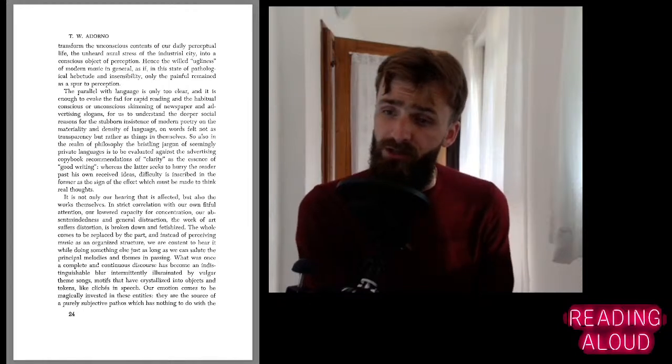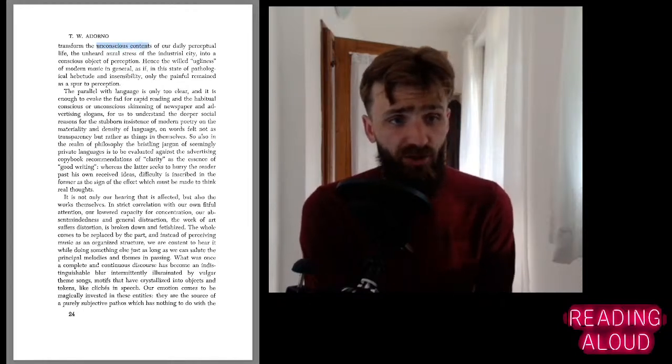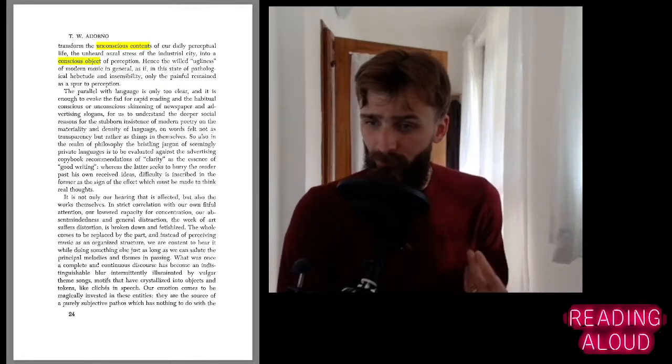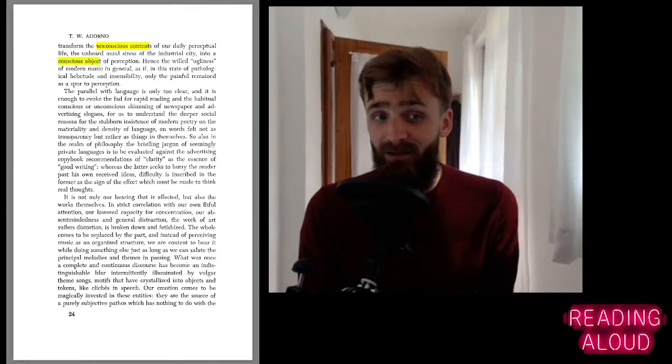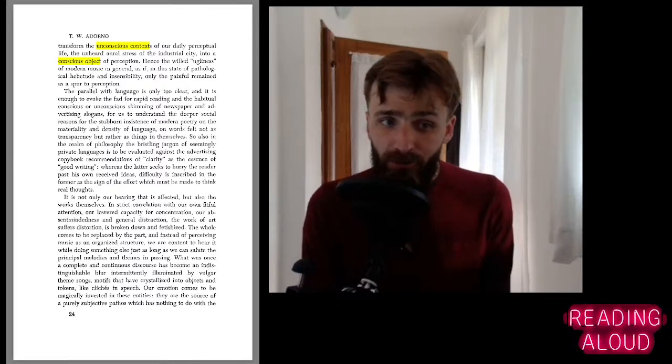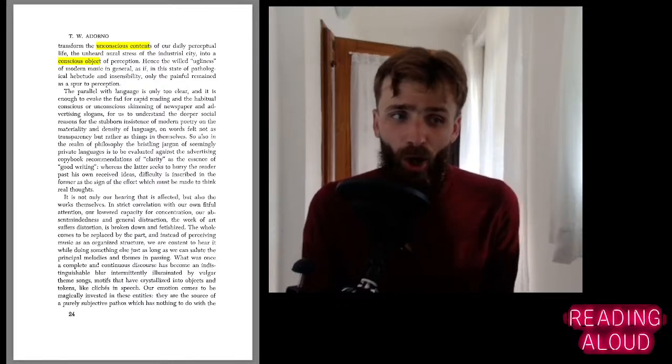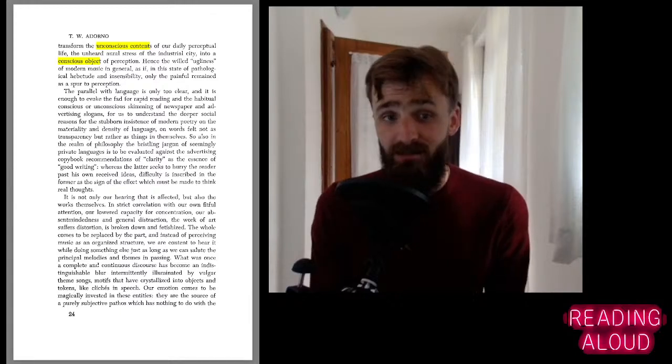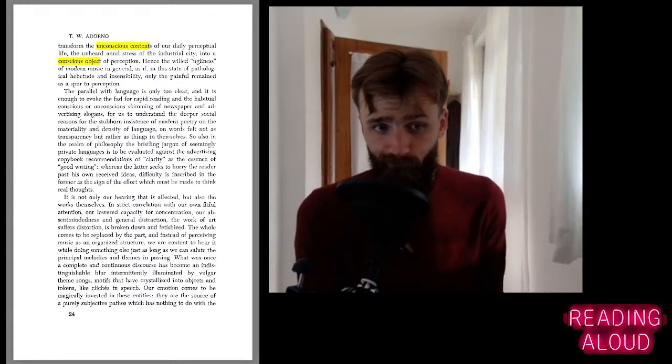Hence, concrete music, which seeks to transform the unconscious contents of our daily perceptual life, the unheard aural stress of the industrial city, into a conscious object of perception. Hence, the willed ugliness of modern music in general, as if in the state of pathological hebetude and insensibility, only the painful remained as a spur to perception.